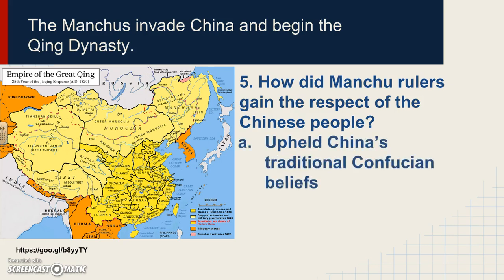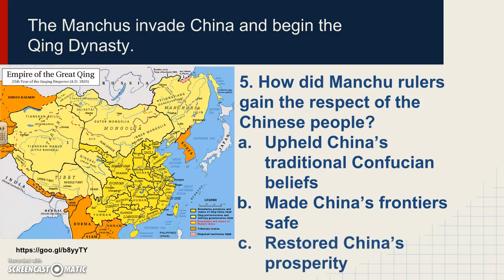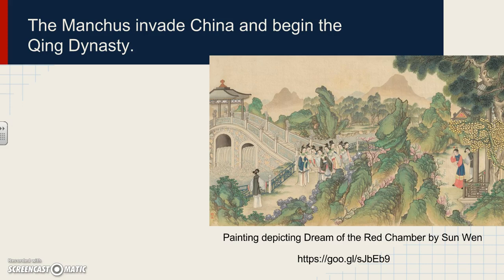Well, first of all, they upheld China's traditional Confucian beliefs. You all may have studied Confucian beliefs before, but the Manchu rulers helped to uphold those traditions. They also made China's frontiers safe. They secured the border so they couldn't be invaded by other countries or other hordes, to make things safer for everyone. And then finally, they helped restore China's prosperity. It's a very similar pattern to what the Mings did in a lot of ways. The Manchu rulers did the same thing at the start of their rule over China.